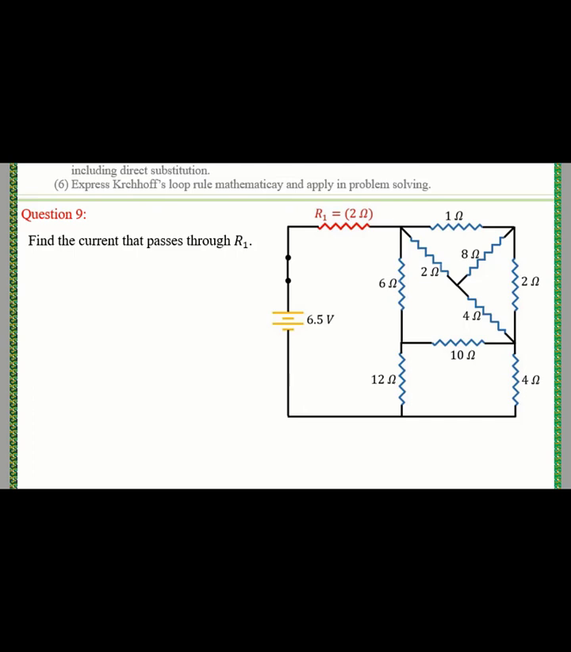We cannot simplify this circuit, and if you use Kirchhoff rules to analyze this circuit, you will make a mess and it will be difficult. But if you are clever enough, if you look carefully here, we have a Wheatstone bridge.